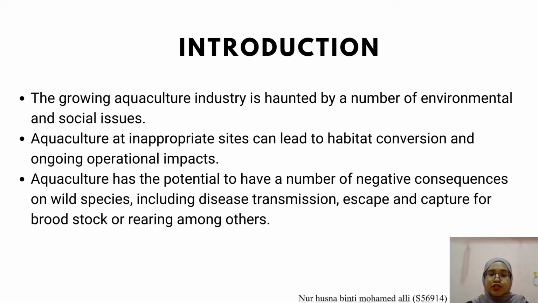First of all, for the introduction, the growing aquaculture industry is harmed by a number of environmental and social issues. Aquaculture at inappropriate sites can lead to habitat conversions and ongoing operational impacts. Aquaculture has the potential to have a number of negative consequences on wild species, including disease transmission, escape, and capture of broodstock, foraging among others.